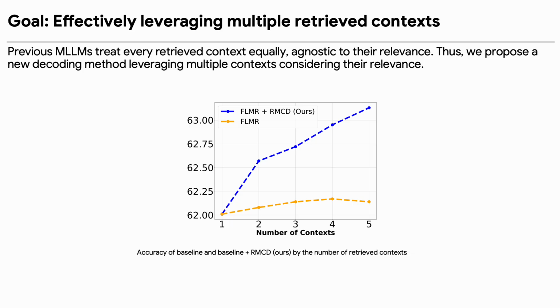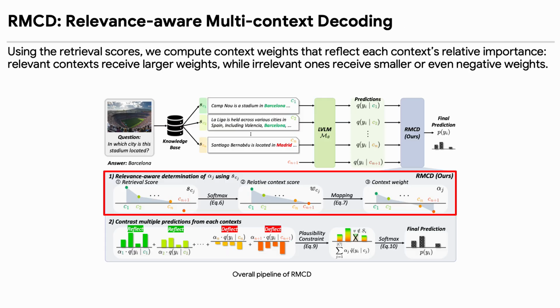In existing MLLM-based RAG, contexts are often treated almost equally, so truly helpful contexts are not sufficiently reflected, while irrelevant contexts can lead the model toward wrong answers. As illustrated by the yellow curve on this slide, increasing the number of contexts in baselines does not always yield consistent gains. To address this, we propose a solution at the decoding stage.